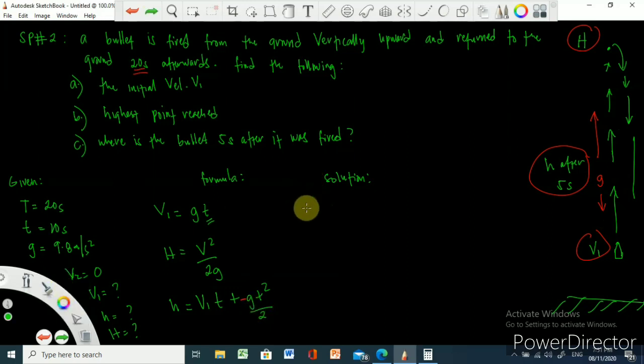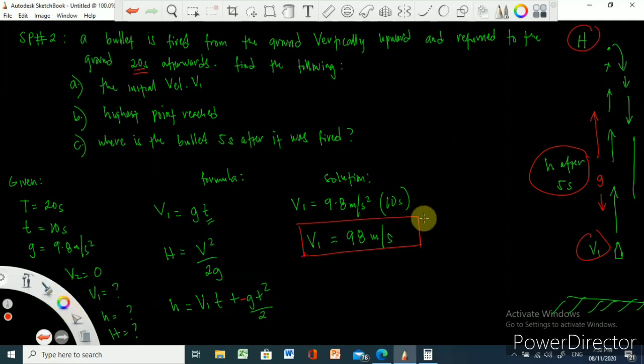So for the solution, V1 is equal to gravity, which is 9.8 meters per second squared, multiplied by the half time of flight, 10 seconds. Then V1 is equal to 98 meters per second. Okay, so let's box this as our final answer. Right?